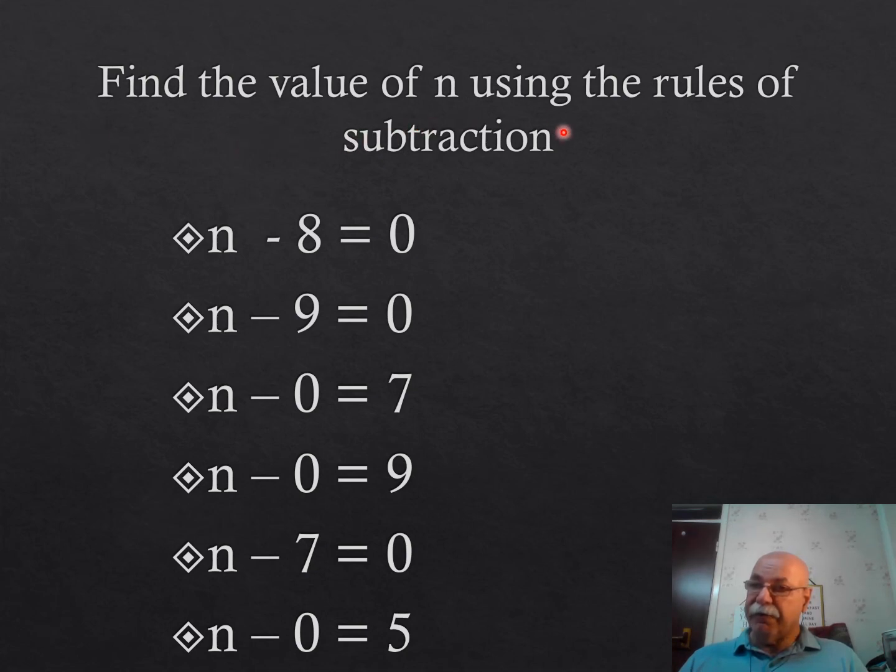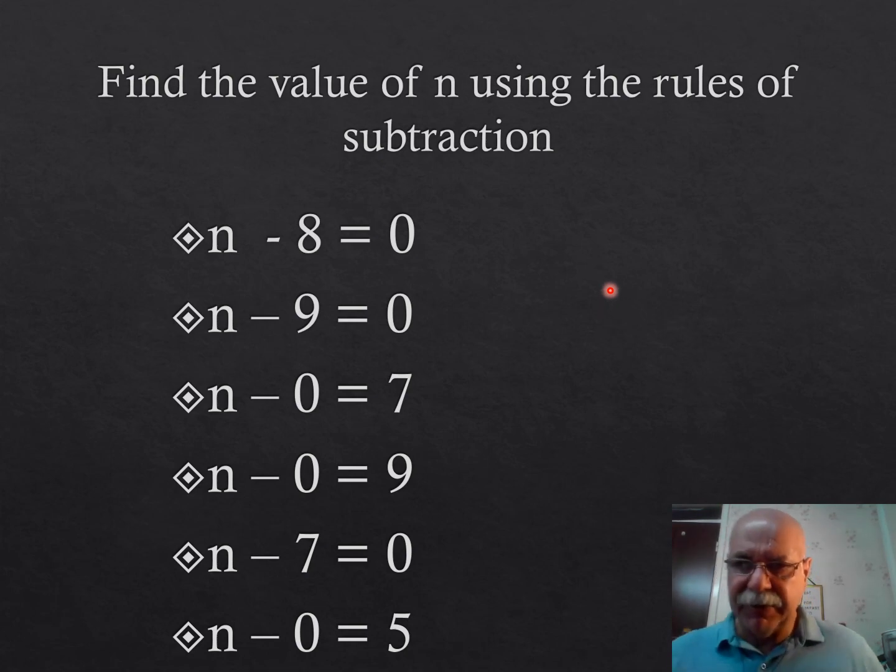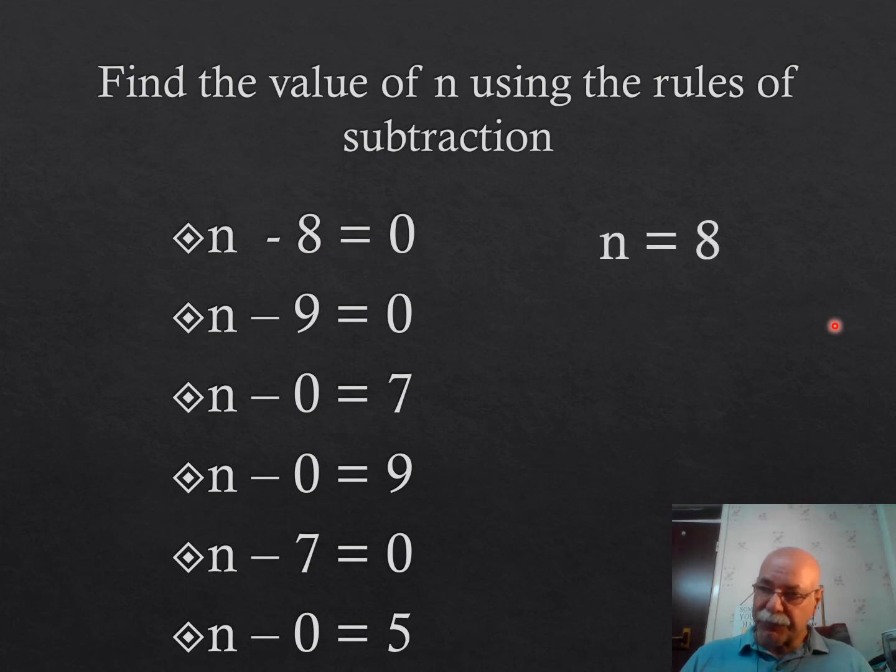Here, find the value using the rule of subtraction. We go directly to the example. n minus 8 equals 0. How do we get it? We get n equals 8. Because in this example I just transfer this amount to the other side and change the sign to plus.